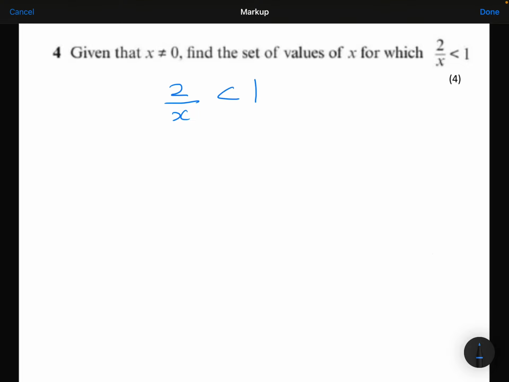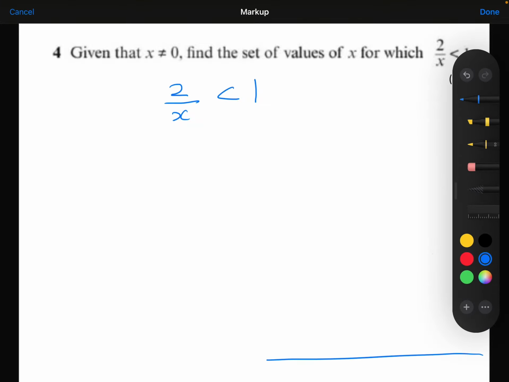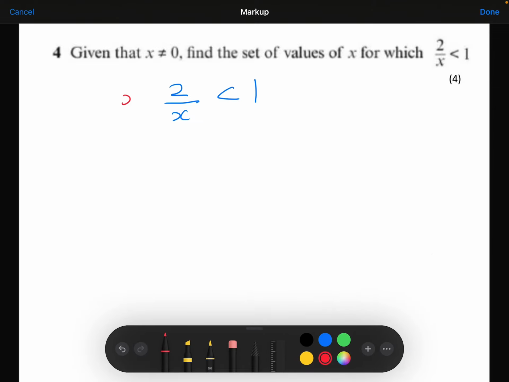Therefore, we are not going to multiply both sides by x. What we'll do instead is we'll times both sides by x squared. If we times both sides by x squared, then that solves the problem that I've just said, because x squared is going to be positive no matter what. If x is negative, then x squared will be positive. If x is positive, then x squared will be positive. It is definitely going to be positive. So by timesing both sides by x squared, it means we don't have to worry about flipping the direction of the inequality.